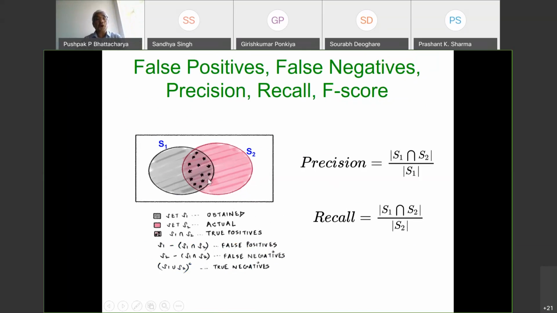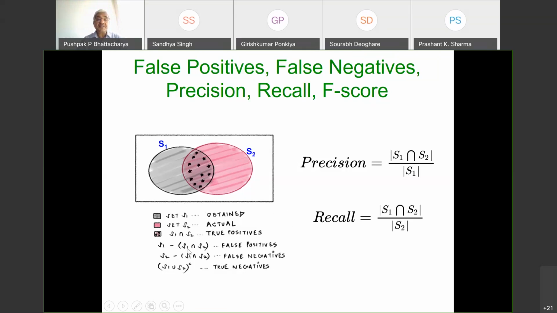So S1 is the obtained set, S2 is the actual set. Now S1 intersection S2 is the true positive. These are instances which are given the positive label by the algorithm, and these are true positives. The set S2 is actual. Now S1 intersection S2 is true positive.